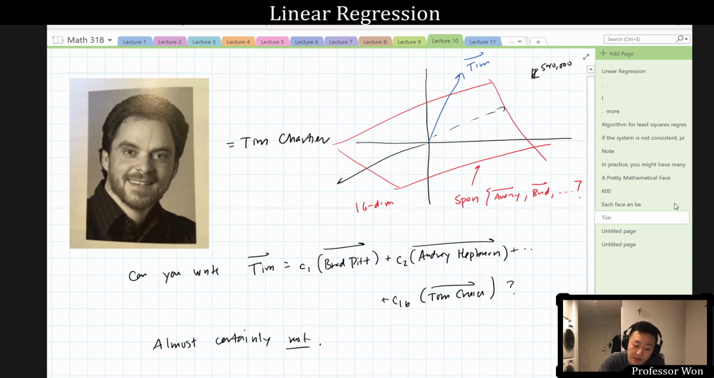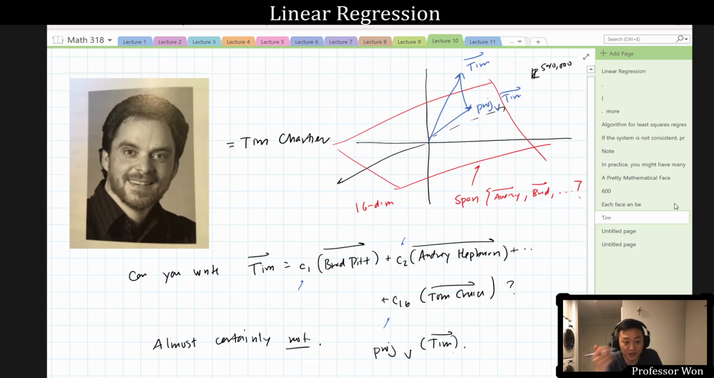But what you could do is you could project Tim down to this subspace. I should stop calling this vector Tim, but now I've gotten in the habit. And then you can solve for that, and that would give you approximately what coefficients you would need to put on these celebrities to get an approximation of Tim's face. Right? So in other words, what I want to do is find the projection of Tim onto V, the span of the 16 celebrities' faces.